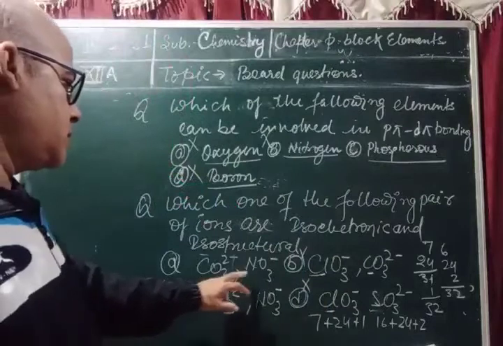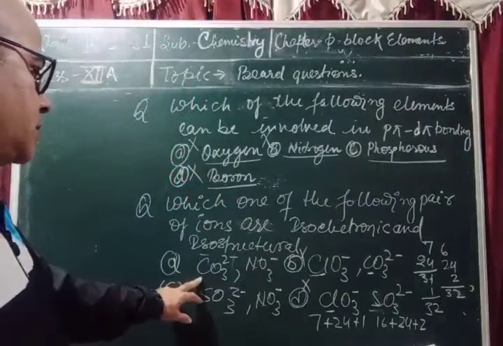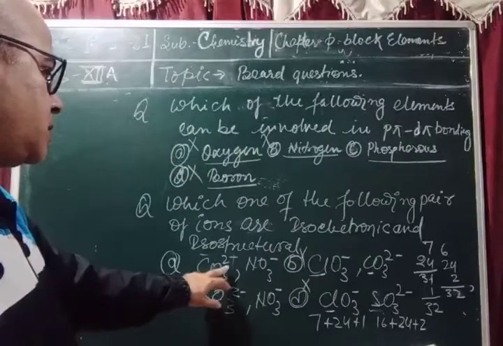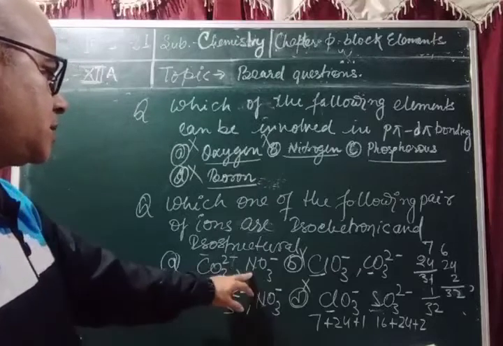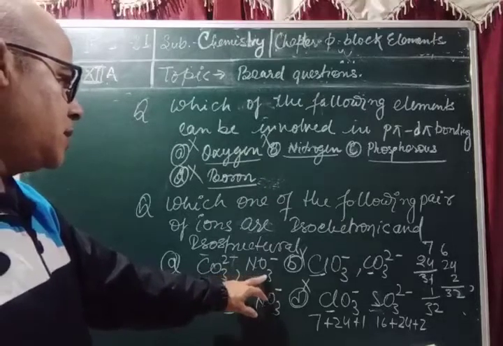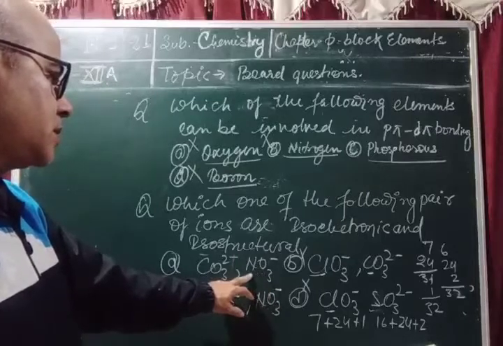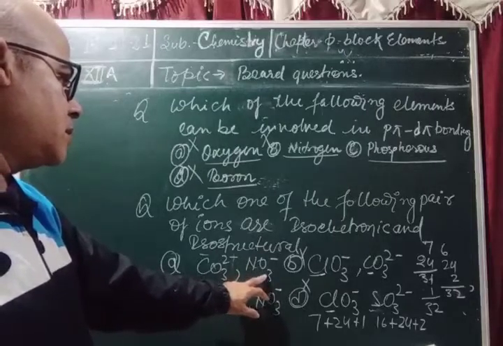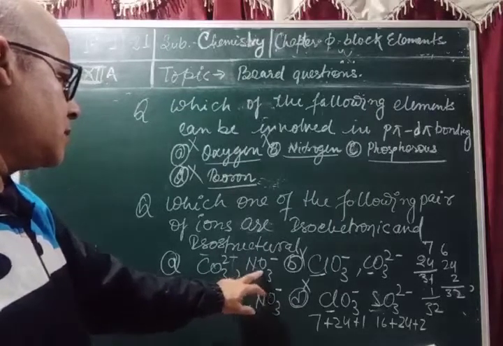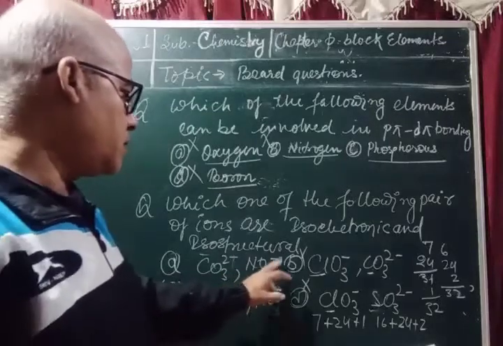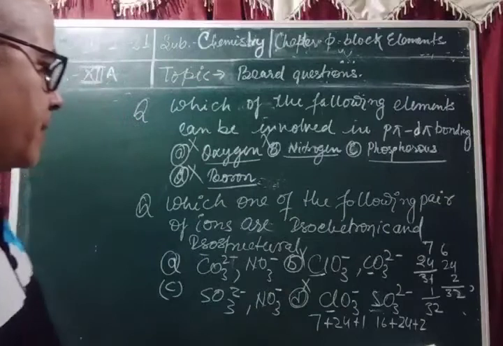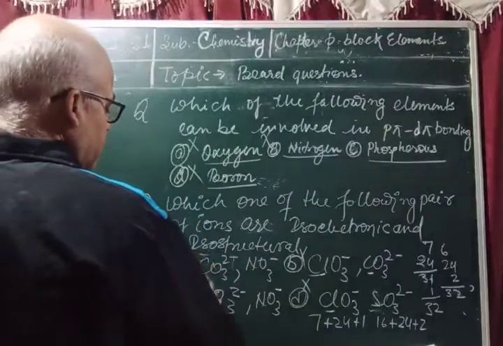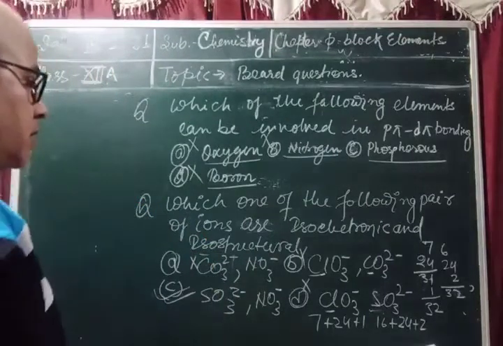In this case you can see here is carbon 6 and 24, 6 and 24, 30 into 32. Here is 7 and 24, it will be 7 and 24 is equal to 31 and 2. Number of electron is same but structure is not same. Okay, so this option is wrong, this option will be right.